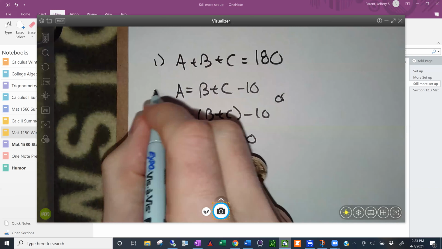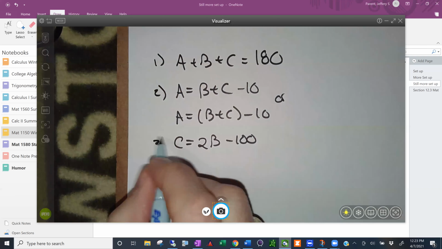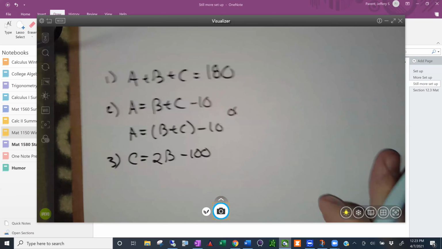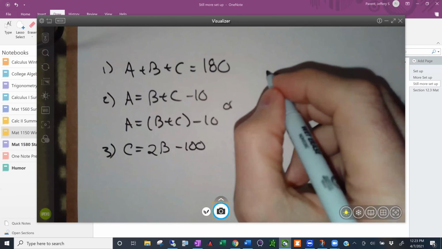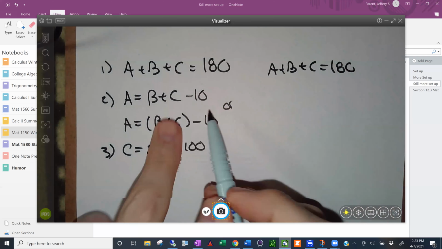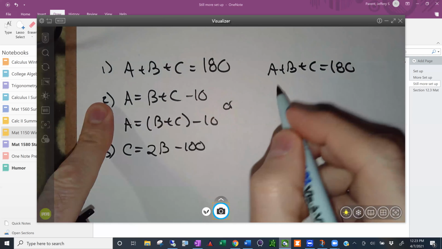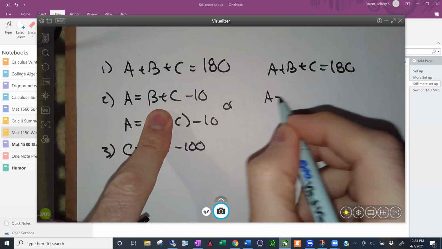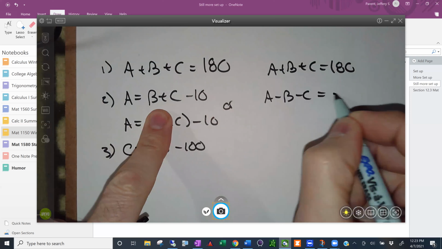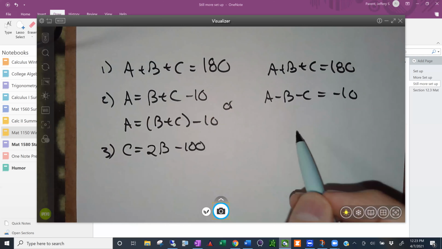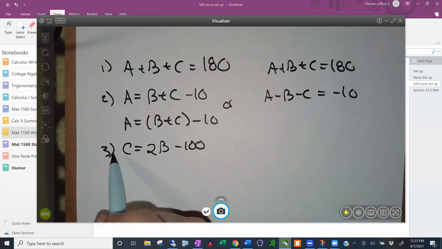1, 2, 3 equations and 3 unknowns. That's what you need. Now, you'd probably simplify it or rewrite it as A plus B plus C equals 180. And then I'll move these to the other side. When they change sides, they change signs. And then this to the other side. When it changes sides, it's going to change signs.